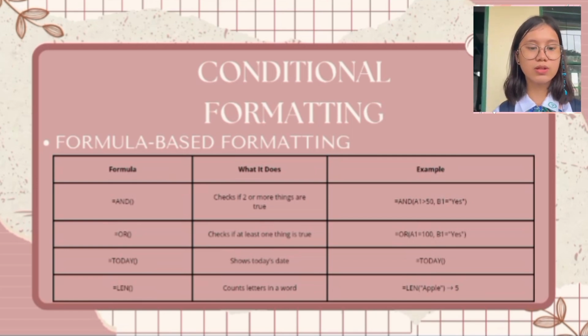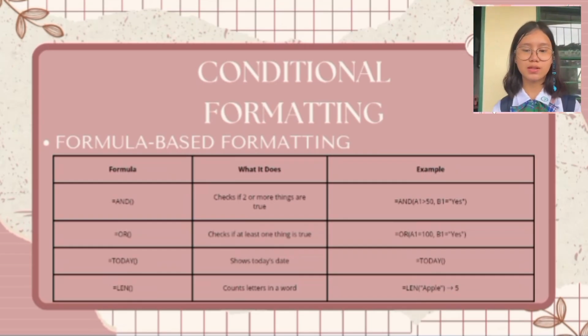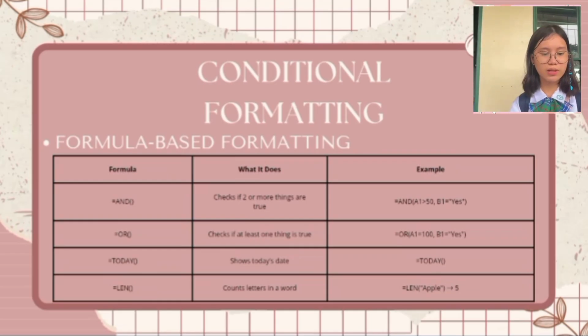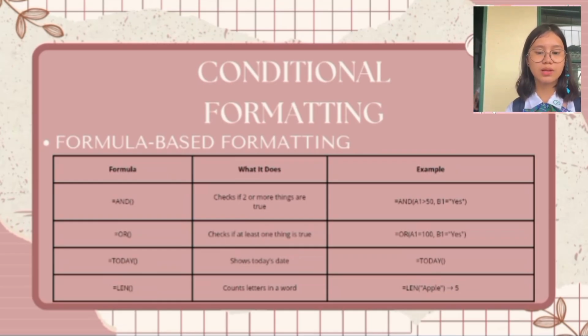The next one is =TODAY, shows today's date. For example, =TODAY. The last one is =LEN, counts letters in a word. For example, =LEN(apple) is 5.